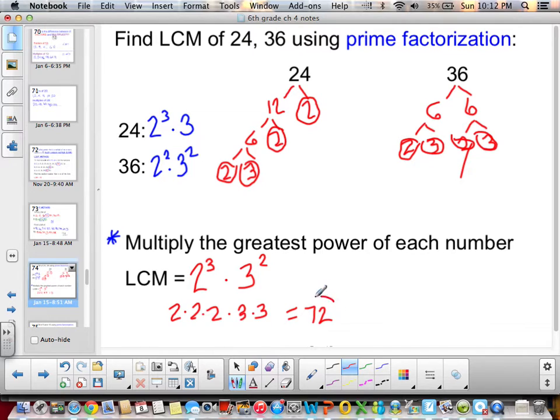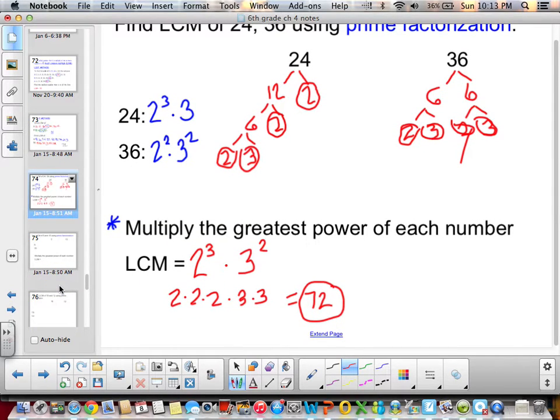So this tells us that the least common multiple of 24 and 36 is 72. 24, 48, 72 is a multiple of 24, and then 36 and 72 would be the next multiple, so they are both multiples.